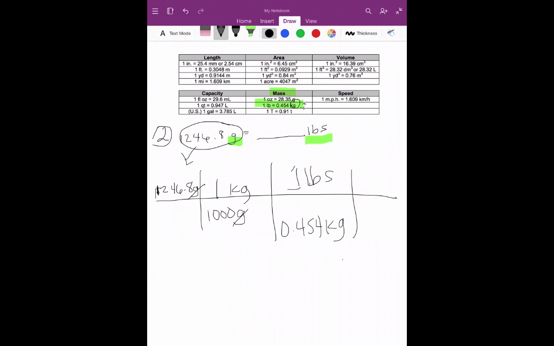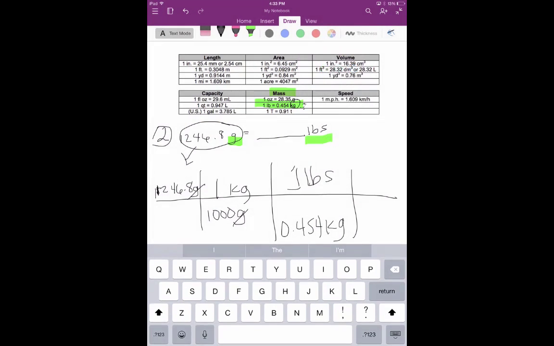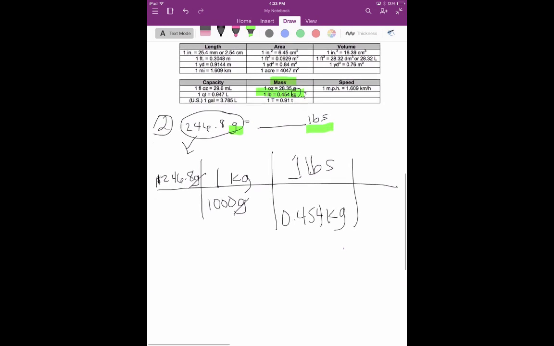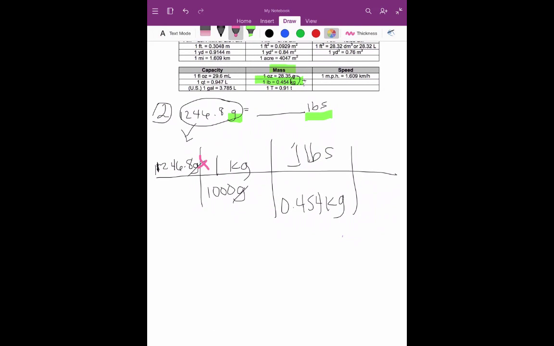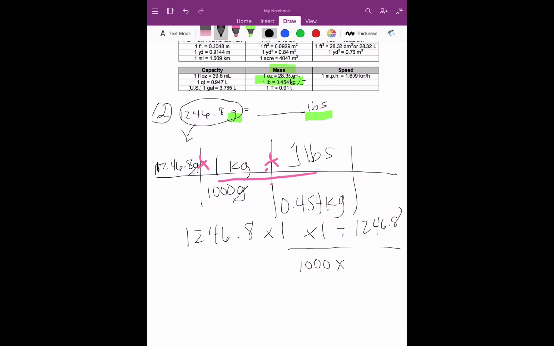The next thing that we need to do is multiply across the top, and divide everything by what we have on the bottom. So in our calculator, we are taking 1246.8 times 1 times 1, which will give us 1246.8. And then we need to divide that by 1,000 times 0.454. 1,000 times 0.454 is going to be 454.